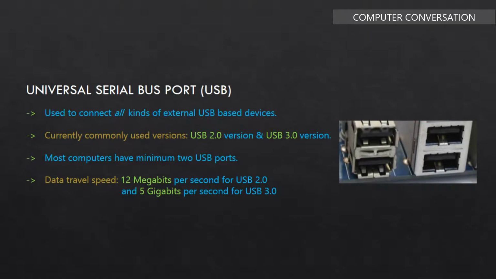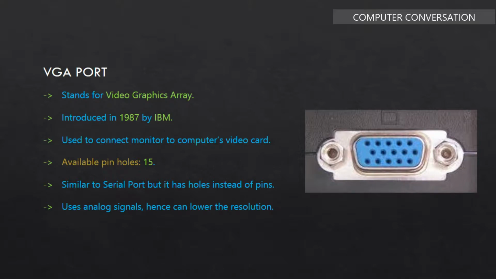Next is Universal Serial Bus port, or shortly USB. This is the most commonly used port used to connect all kinds of external USB based devices. Currently, two versions of USB are commonly in use and they are USB 2.0 and USB 3.0. Most of the computers have minimum 2 USB ports. The data transmission speed for USB 2.0 is 12 megabits per second and for USB 3.0 the speed is 5 gigabits per second.